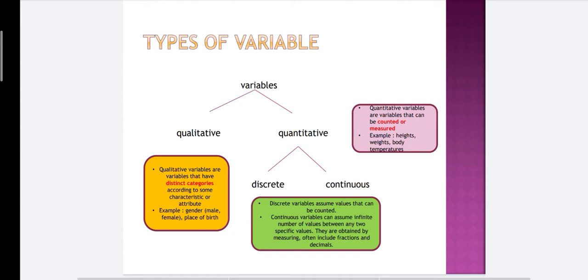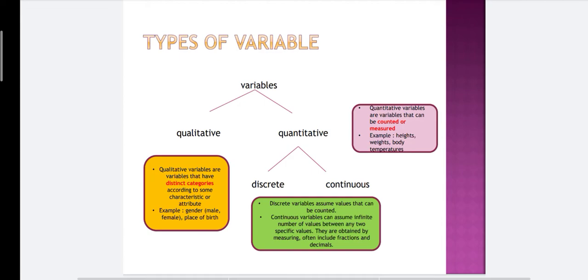Boleh kira number of children, ada 2 orang ke 3 orang ke kan. Tapi kalau continuous, benda yang kita boleh assume infinite between any two specific values. Contohnya height, weight, berat. Let's say berat 45.5, it can be 45.7. Okay, itu adalah continuous variable.